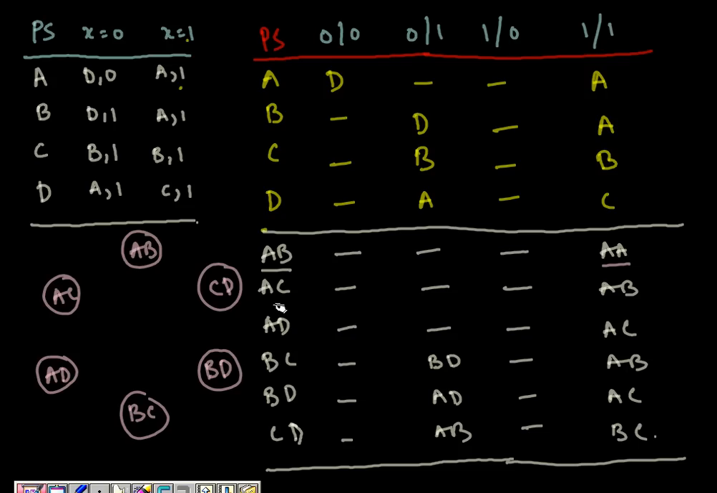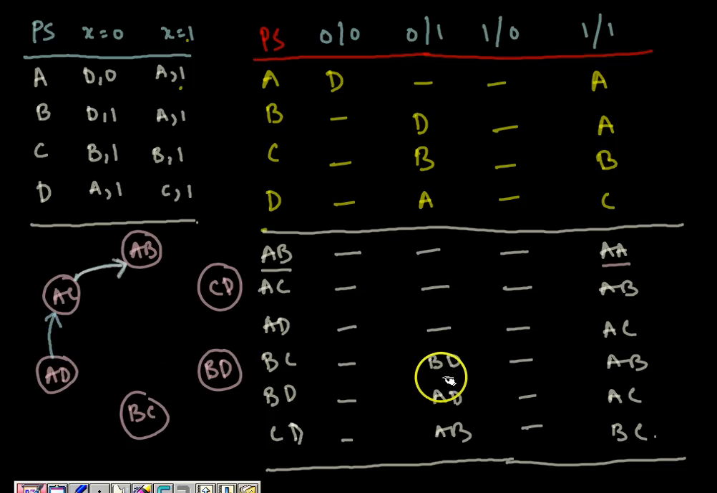Since AC is the uncertainty pair and AB is the implied pair, AB should be there. So AC arrow AB should be one arc. Let me use some different color. Okay, so it is AC arrow AB. Then AD arrow AC should be there.